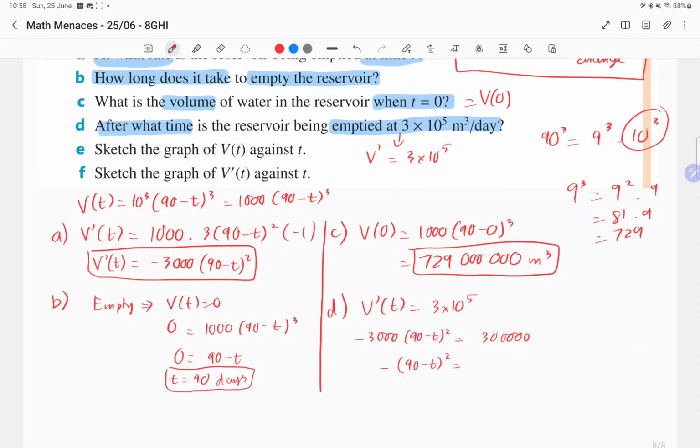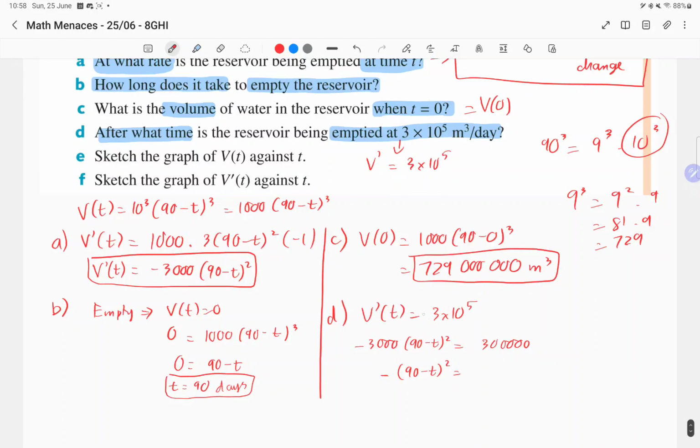How do you know it's 300,000? Because that 10 power 5 is 1 and 5 zeros. So you times 3 is... Why did you add a negative to the front of the 3? Because it's being emptied.